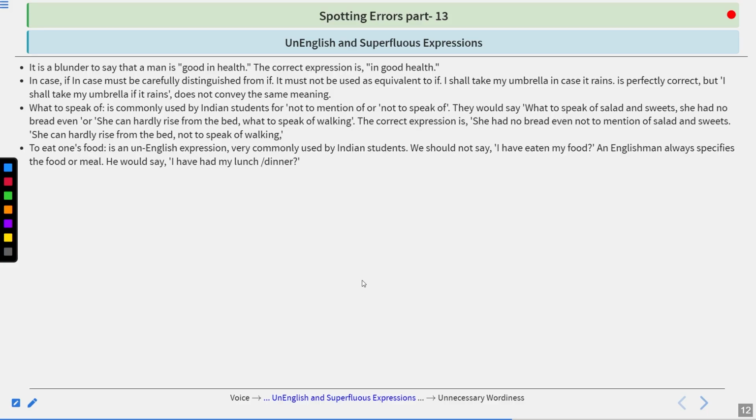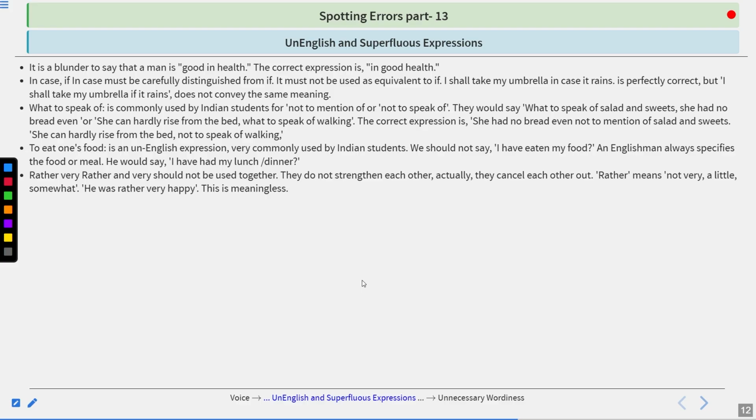"To eat one's food" is an un-English expression very commonly used by Indian students. We should not say "I have eaten my food." An Englishman always specifies the food or meal. He would say "I have had my lunch" or "dinner."